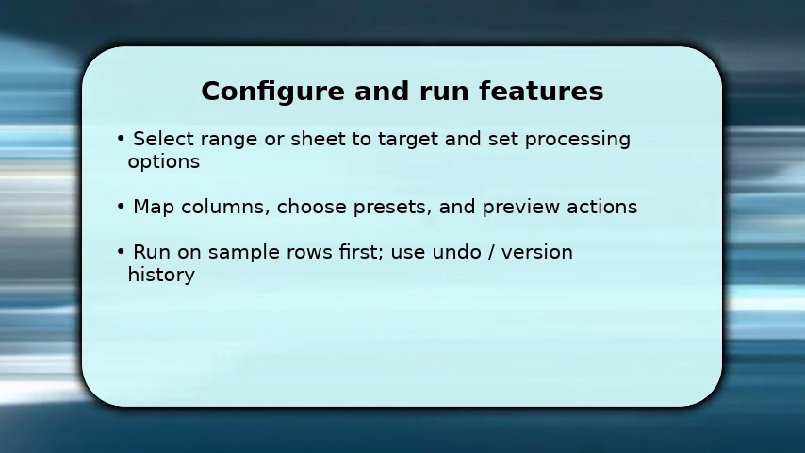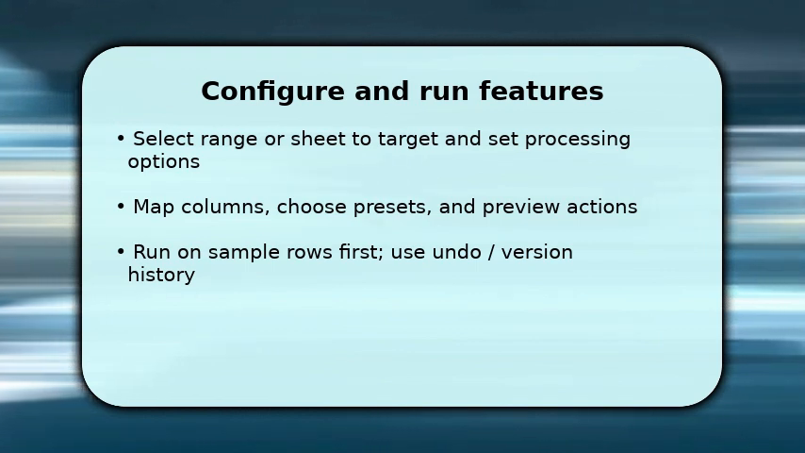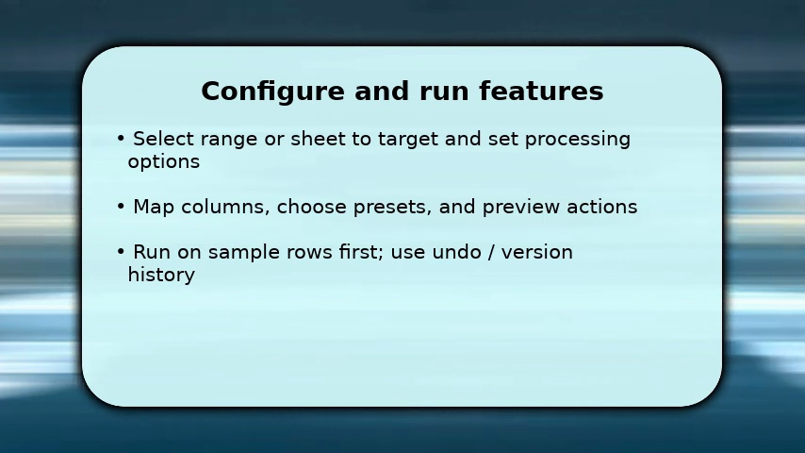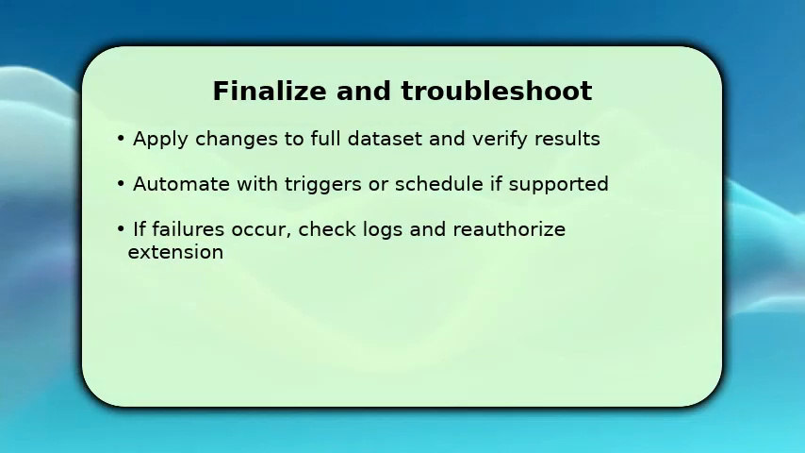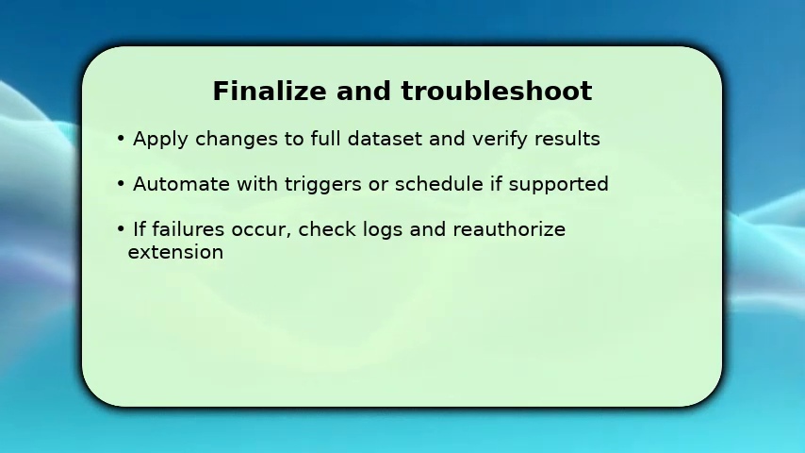This prevents large-scale mistakes. If something looks off, stop and adjust mappings. Remember to save a version or copy before broad changes so you can revert. Finish by applying the configured action to the full dataset and then verify key rows and totals to ensure correctness.